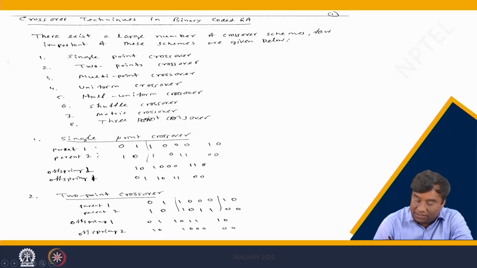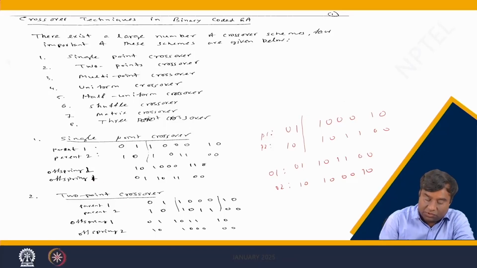Here the two parents are parent 1 and parent 2. These are 0 1 1 0 0 0 1 0 and 1 0 1 0 1 1 0 0. Now we want to cross over after this point. So you will get offspring O1 as 1 0 1, and the remaining portion from here, 1 0 1 1 0 0. Offspring 2 you will get as 1 0, then the remaining portion comes from here, 1 0 0 1 0. So that is offspring 1, this is offspring 2.